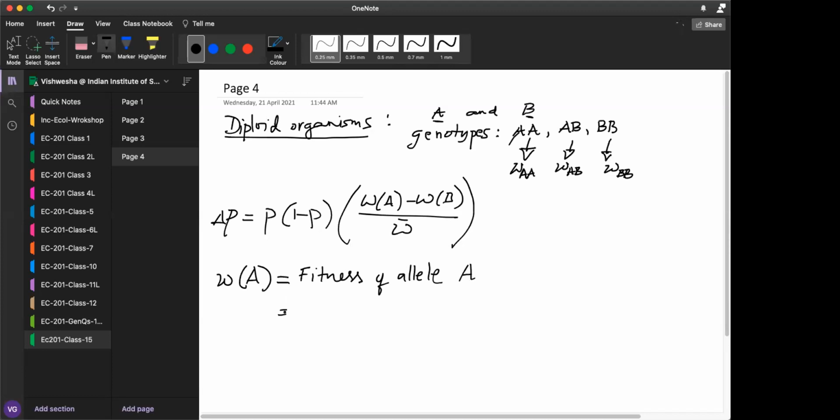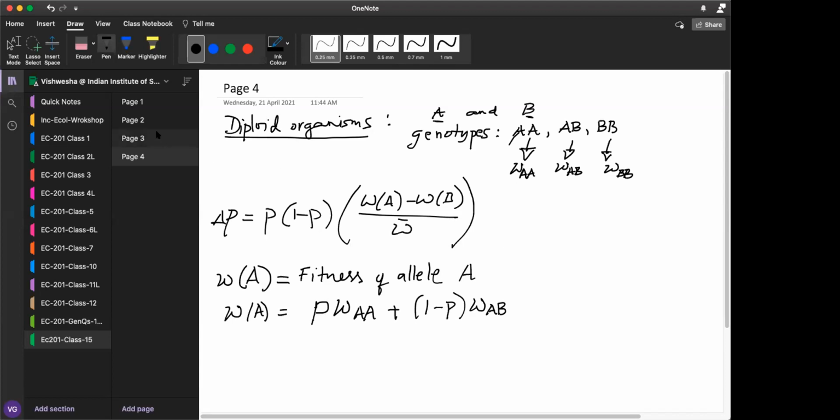So if an allele A interacts with another allele A, which has a probability P, then the genotype will be AA, and therefore the corresponding fitness will be omega AA. On the other hand, allele A may also interact with allele B with a probability 1 minus P, in which case the corresponding fitness will be omega AB. Okay, so therefore omega A can be written as the allele frequency times the corresponding genotype frequencies.